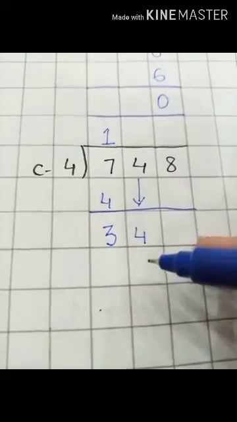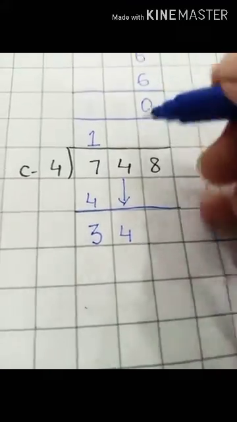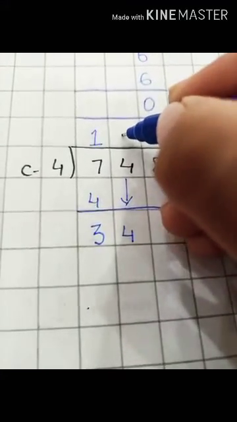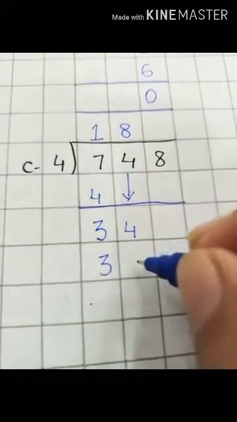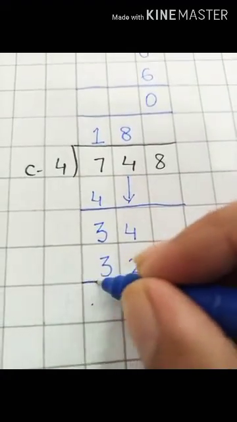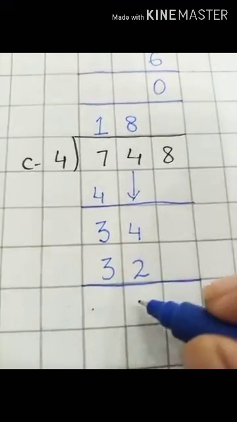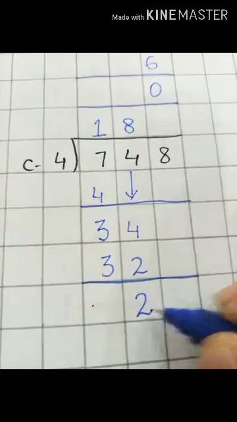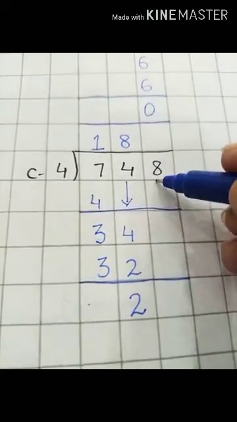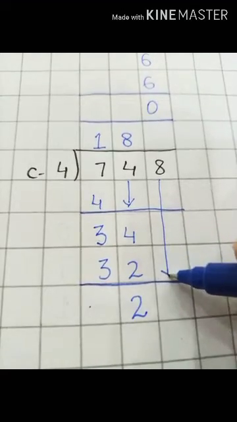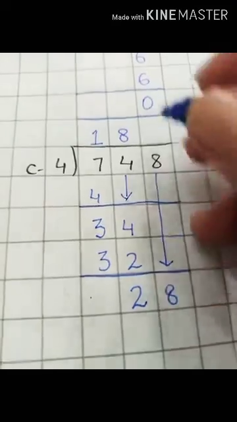Read the table of 4 till we get the number 34 or smaller than 34. So students, 4 8s are 32. Now students, look at this. Here I am subtracting 32 from 34, and here is my remainder 2. So students, look at this. 2 is again smaller than my divisor. I will have to take this 8 down here, and this will become the number 28.